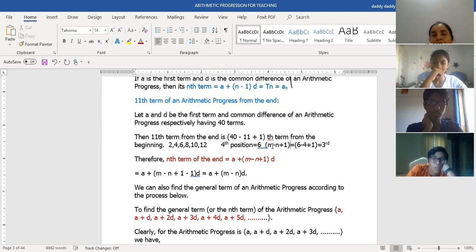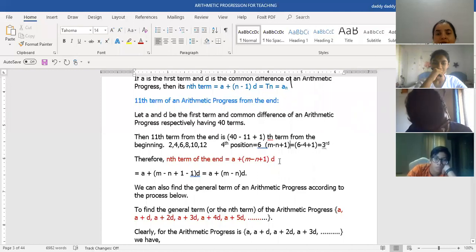Yeah? So basically, this is the formula to get the position of that same number whose position has been asked from the end. What will be the position of that same number from the starting? Understood, all of you?